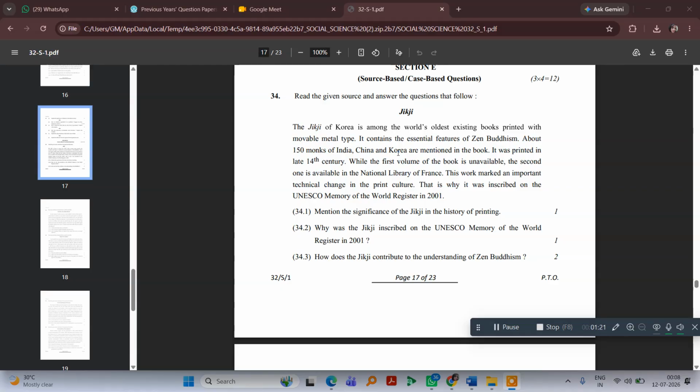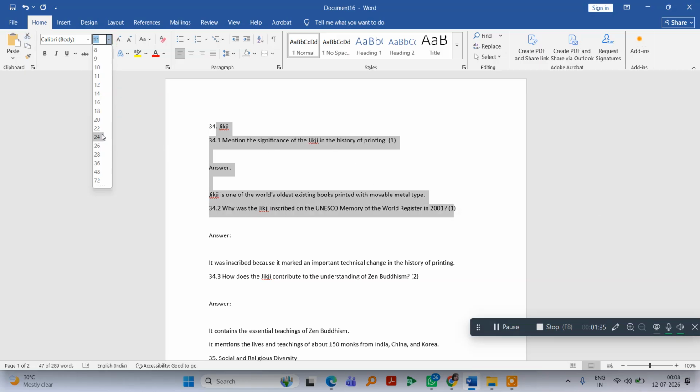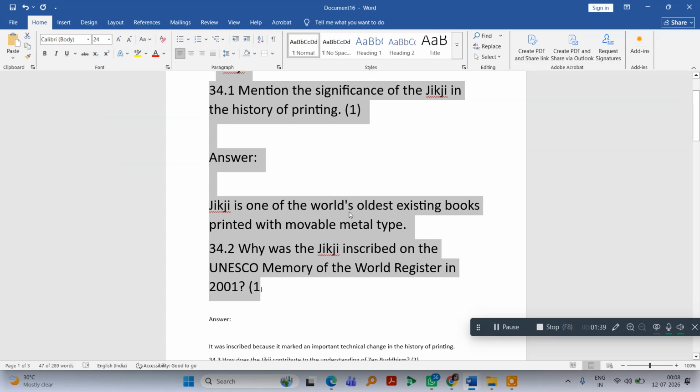34.1. Mention the significance of Jikji in the history of printing. Let's see the answer here. Mention the significance of Jikji in the history of printing. The answer is Jikji is one of the oldest existing books printed with movable metal type.